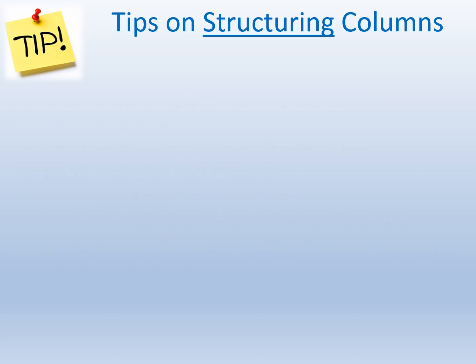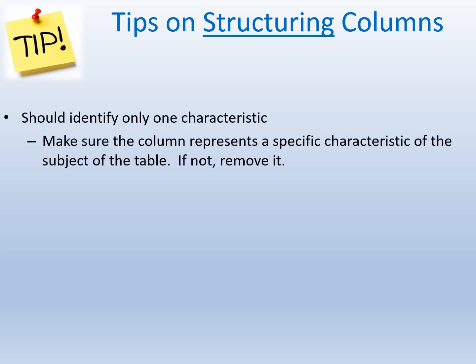Design tips on structuring columns. A column should only identify one characteristic of a subject. The subject is represented by the table. If a column represents more than one characteristic, that column should be removed or split into multiple columns, one column per characteristic. A column should contain a single value only.